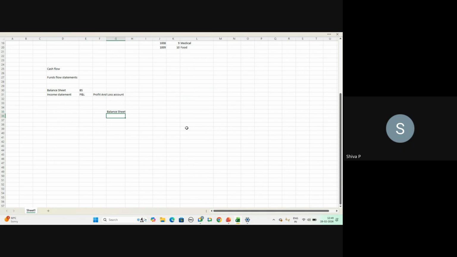Tell me, what items have you seen in the balance sheet? Left side, right side, there are two sides, right? Usually people confusingly say debit side, credit side, but a balance sheet does not have debit and credit. It is always left side and right side. One side is liabilities, and the other side is assets.